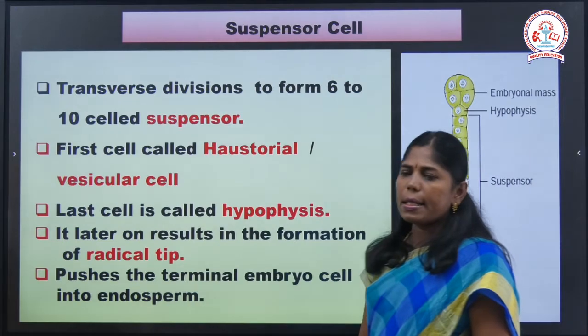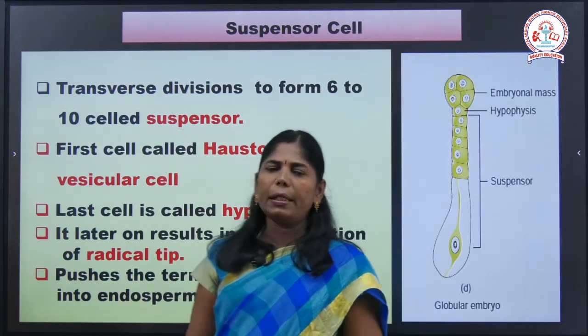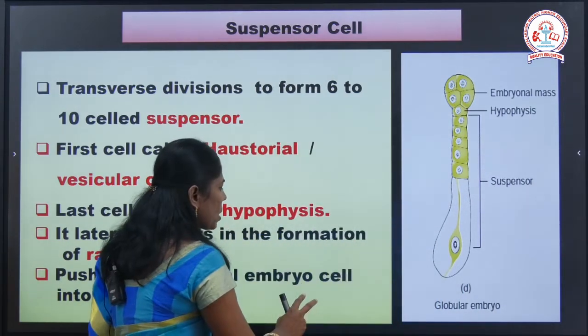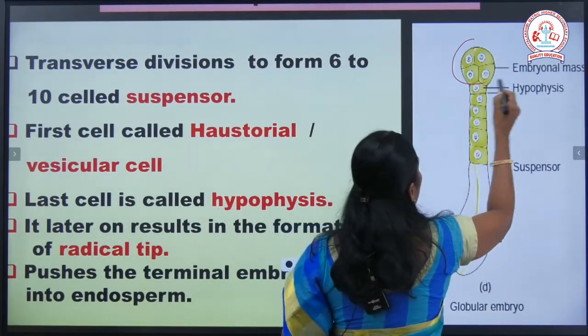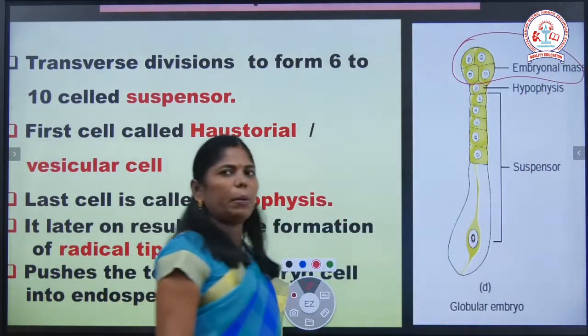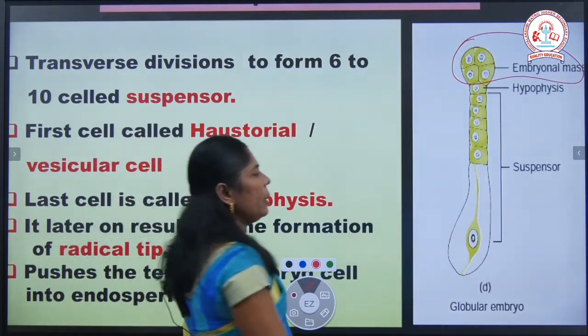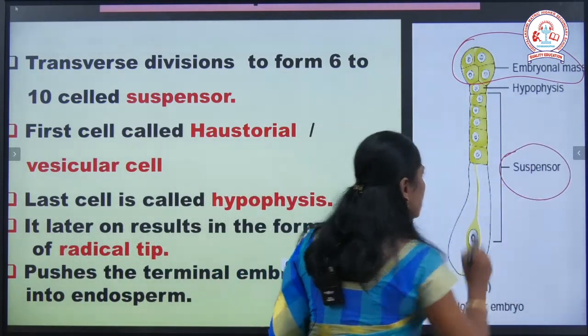So next cell is the suspensor. First we studied the embryonal mass, the portions in the embryonal mass, haven't we? So this is the embryonal part, and we saw what divisions happened in it. Next we are going to see the other part of the zygote.